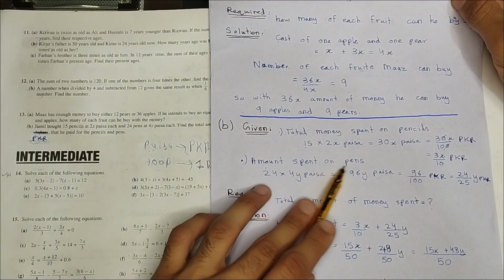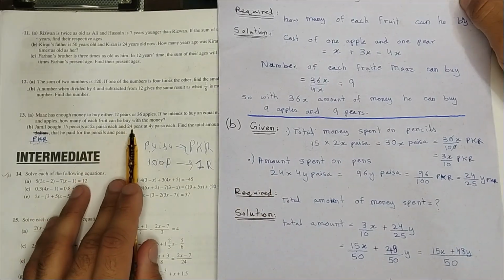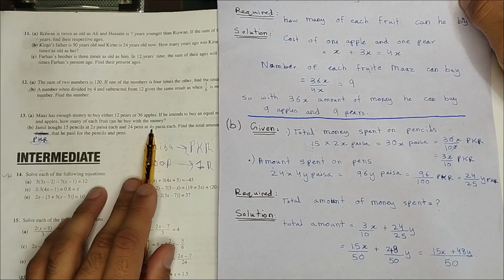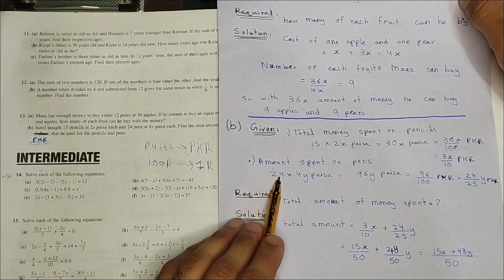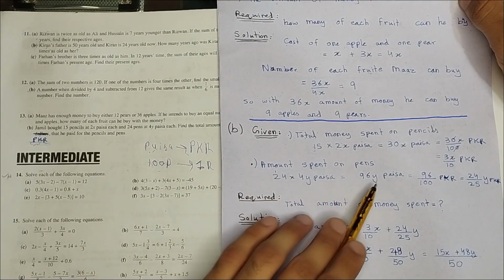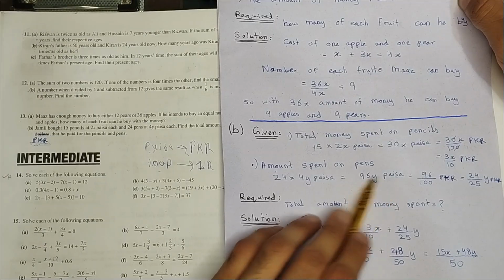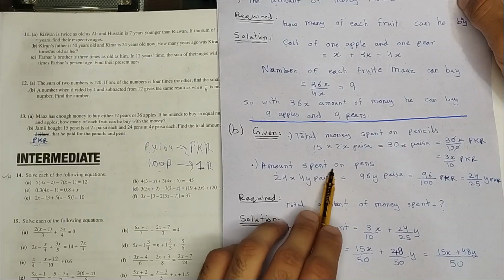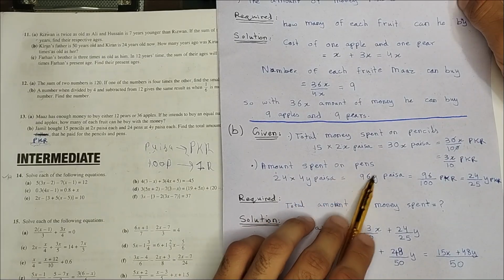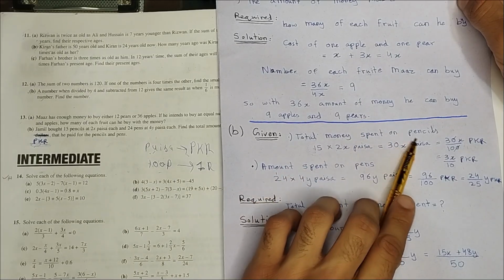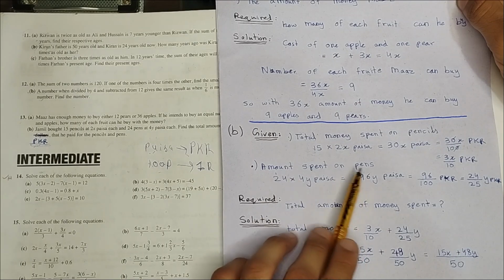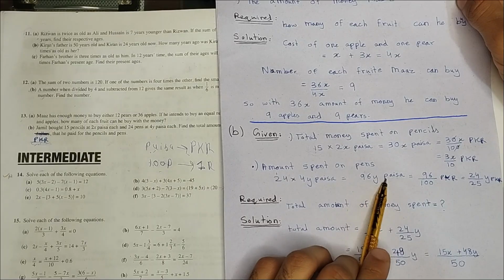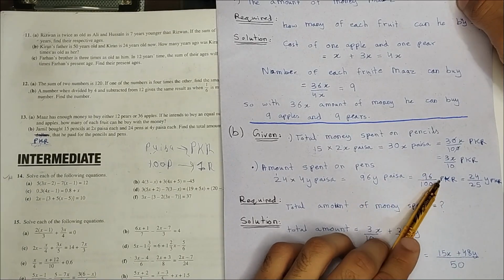Amount spent on pens. Since he had 24 pens, each bought for 4y paisa, 24 multiplied by 4y paisa gives us 96y paisa. This is the total amount of money that he spent on buying the pens. So we have the total spent on pencils and the total spent on pens. This information is written in paisa, so we're going to convert it into Pakistani rupees.